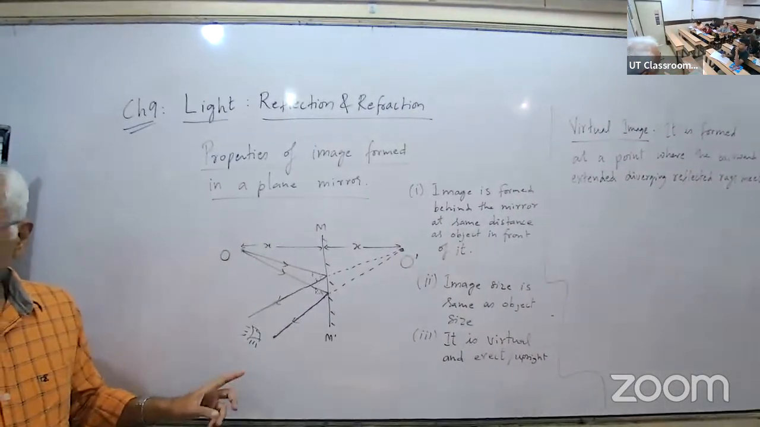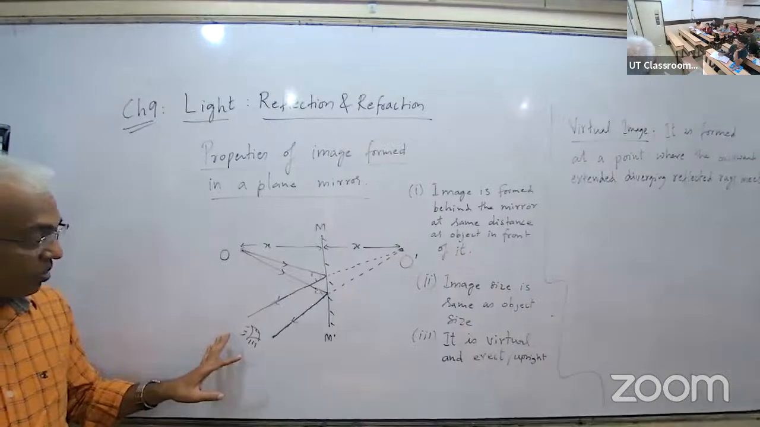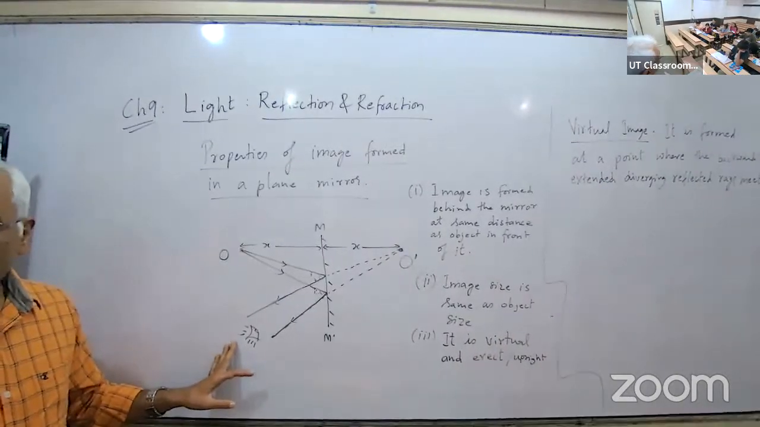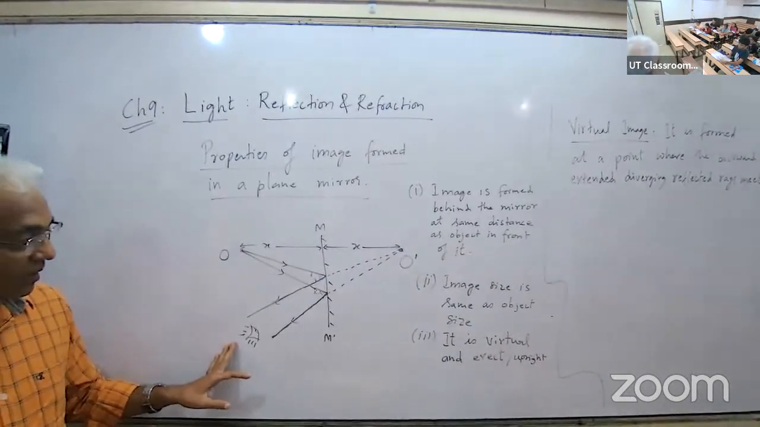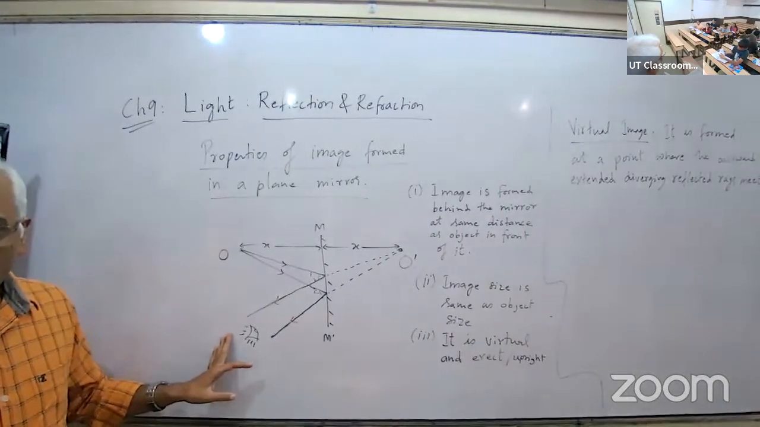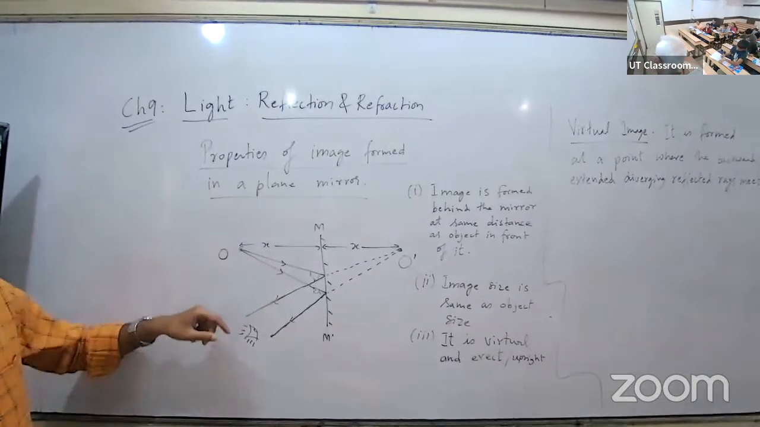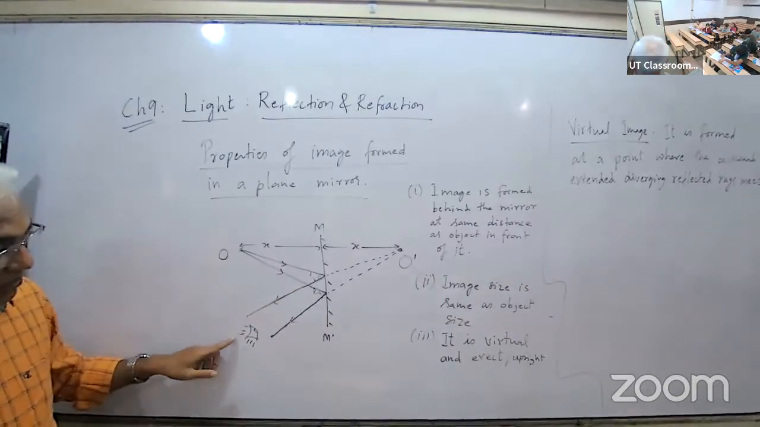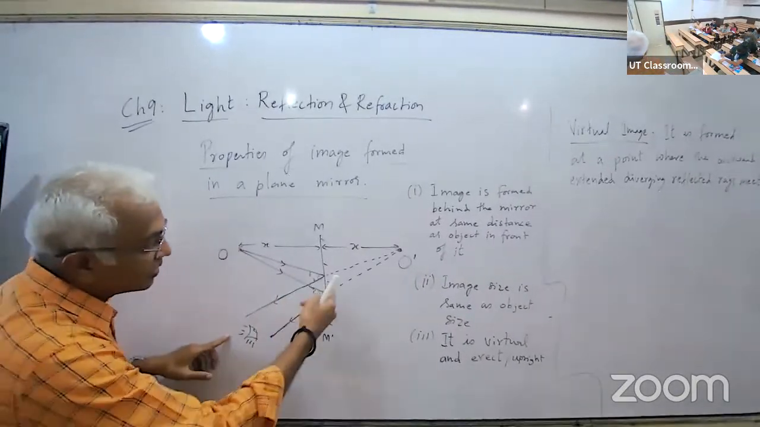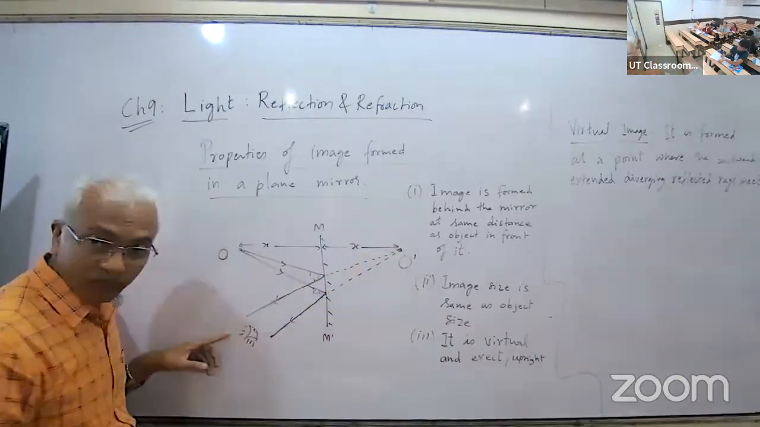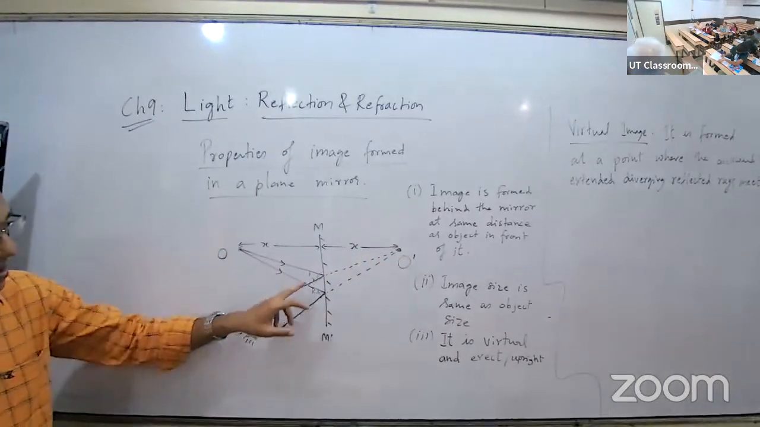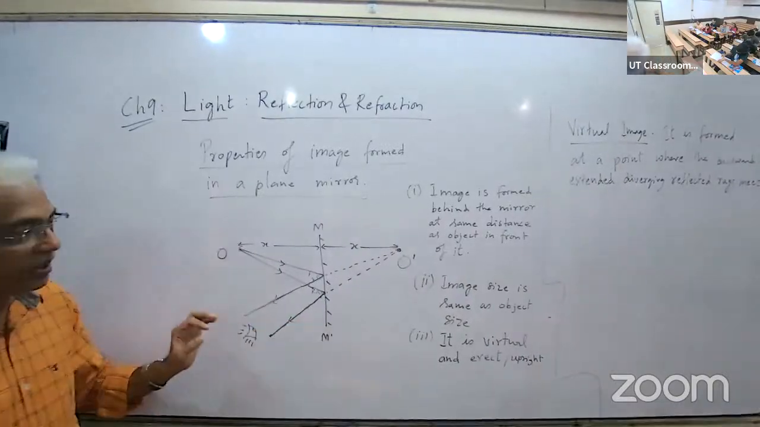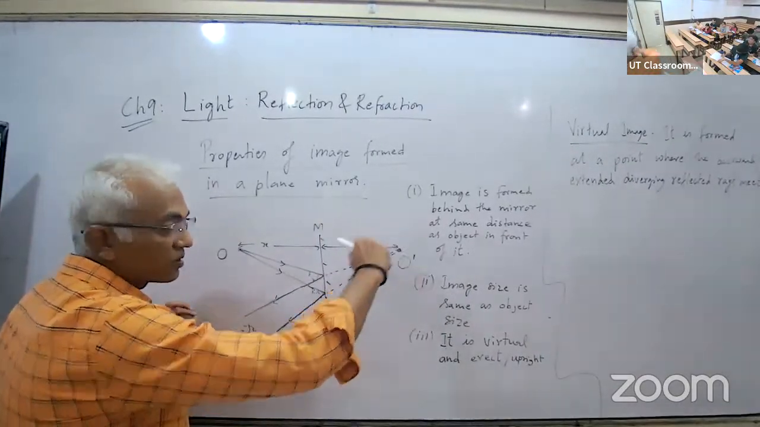Now I told you the process of seeing things. How do you see things? When the reflected rays from the object reach your eyes, right? So these are the two reflected rays. What does the eye feel? I feel that these two rays are coming from here. But these are imaginary rays that you get when you extend it backwards.